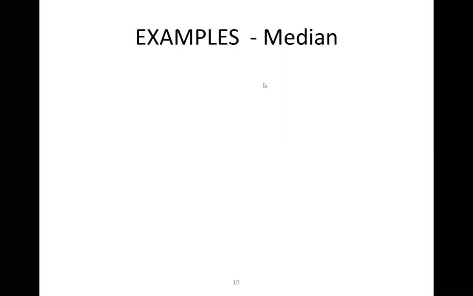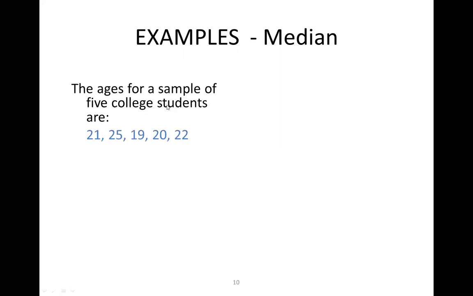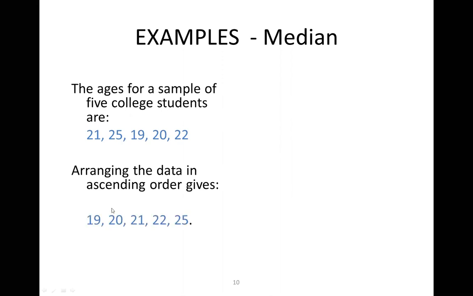Example one: we have the ages of 5 people, and we want to calculate the median. First we need to sort the data, arranging it in a specific order, ascending. Then we find the minimum value 19, second 20, and so on. Now we have 5 values, so the value in the middle will be the third value, 21. Then the median equals 21 for this data.